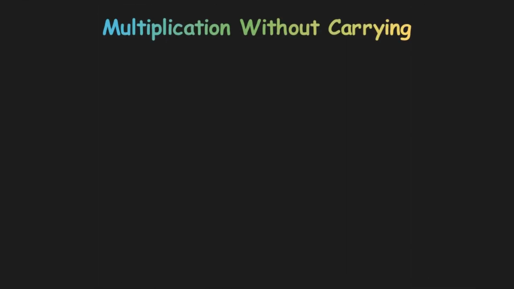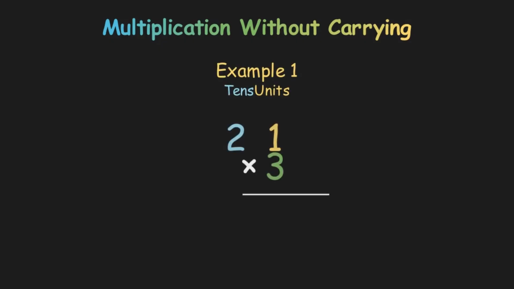Now, we are going to learn how to multiply 2-digit numbers by a 1-digit number without carrying. Let's begin with example 1. 21 multiplied by 3. First, we arrange the numbers correctly according to their place values. Tens under tens and units under units.